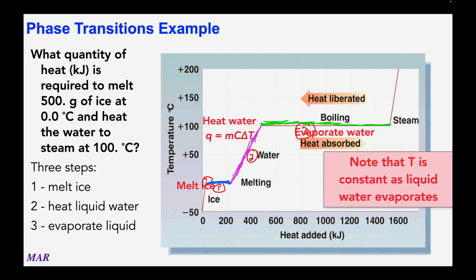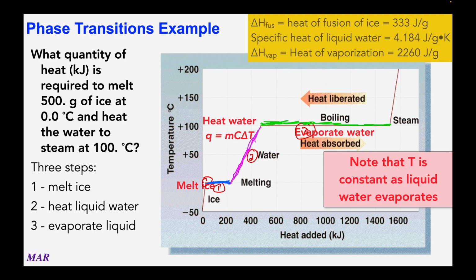Now, the length of those lines will be proportional to the energy. And you can see that the green line is a lot longer than the purple or the blue lines. So that's probably going to be the biggest of our calculation numbers here, as we'll see. But at the very end of this problem, we'll add the amounts from the blue, the purple, and the green together to get the overall energy. No problem.